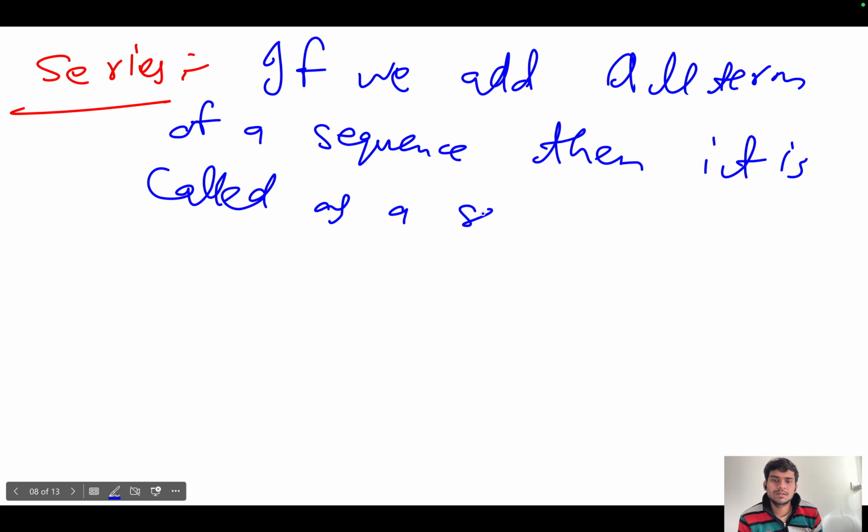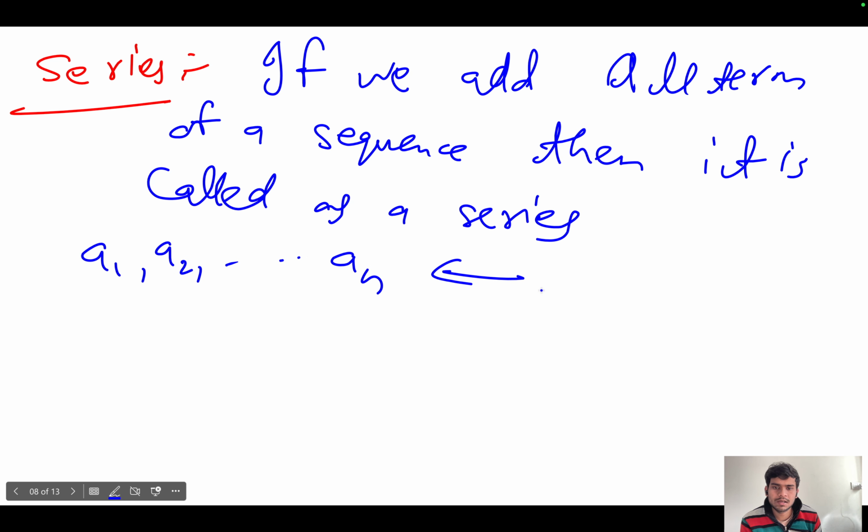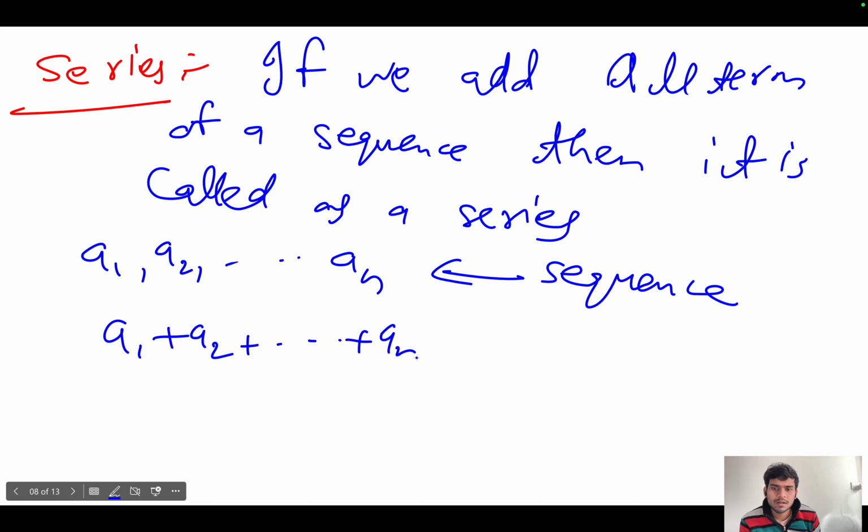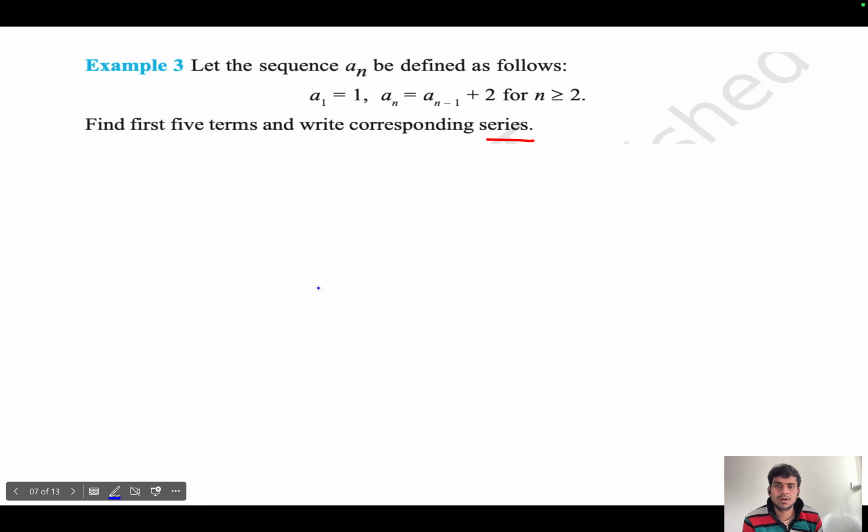Like if we have the terms a1, a2, dot dot dot, an, then these are the sequence. Then if we add all the terms of this sequence, a1 plus a2 plus dot dot dot plus an, then this is a series, and we call it the corresponding series of this sequence.